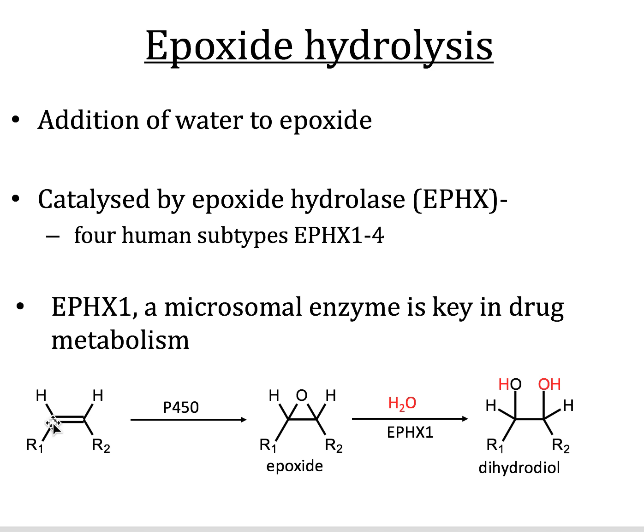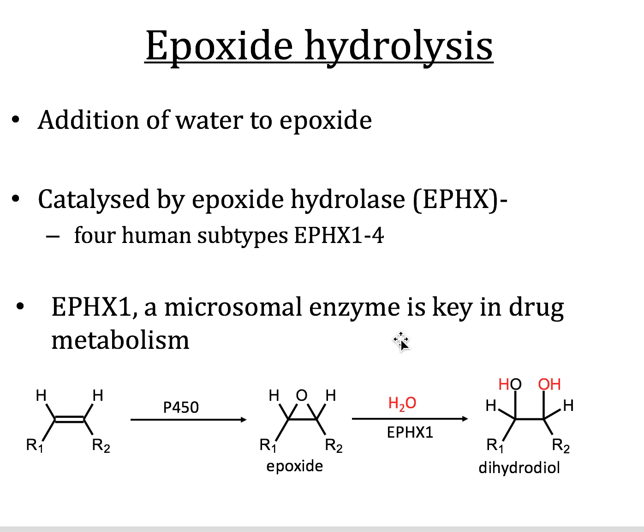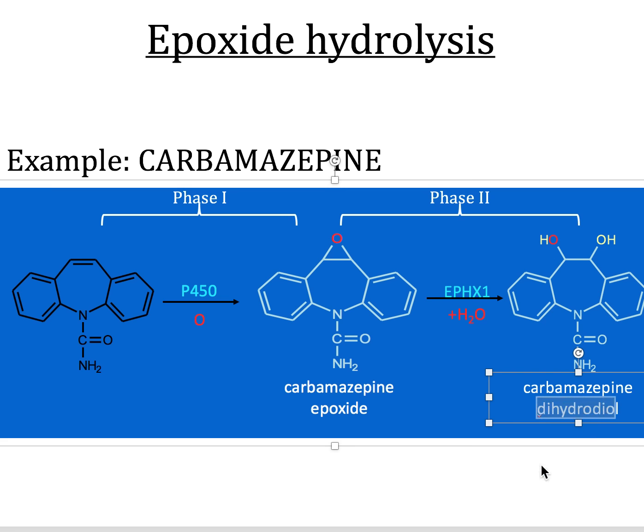So imagine this is the benzene, which is not fully shown. Then the epoxide and water go on to form the dihydrodiol. Carbamazepine is an example of this. So initially what happens is epoxidation takes place by P450, and then from there you can have epoxide hydrolase 1, which is then added with water to form carbamazepine dihydrodiol. So you want to know that this is what's formed.